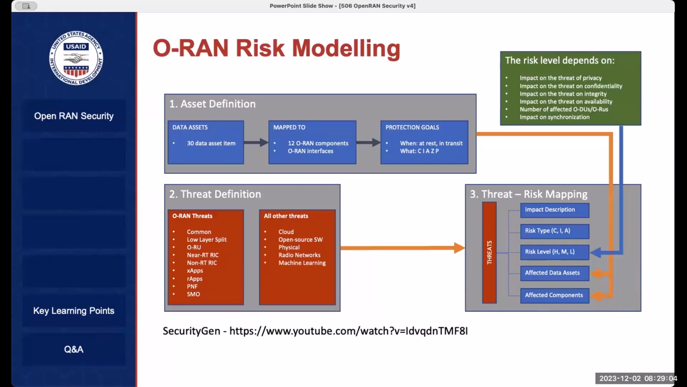For security, the most common was the CIA: confidentiality, integrity, and availability. But now we have a component of privacy.